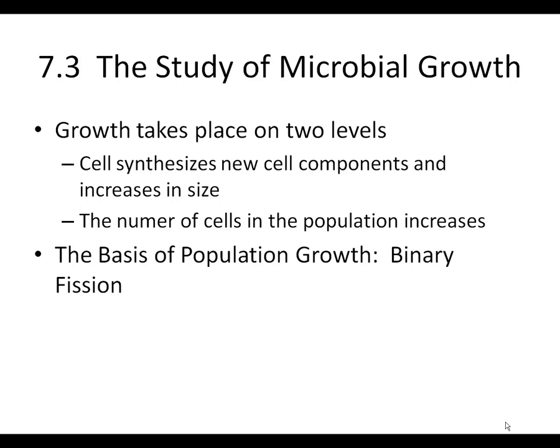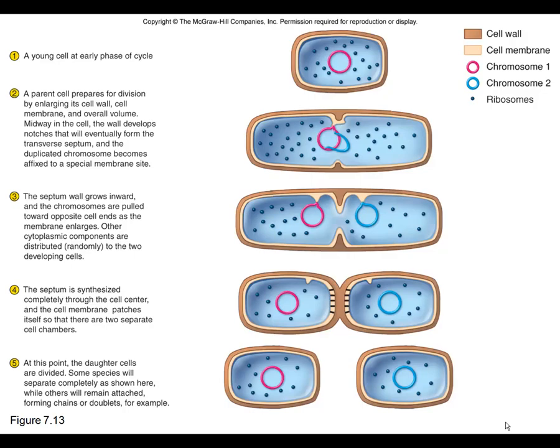At a certain point, all bacteria are roughly the same size, and the organisms themselves don't continue to grow in size, and they begin to grow in number. The basis of population growth is bacterial replication, which is asexual replication, which is called binary fission.